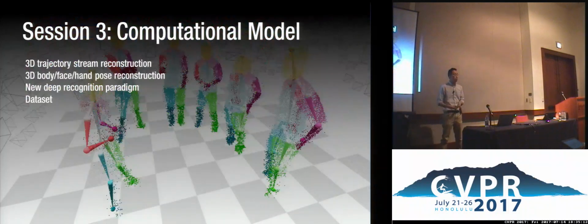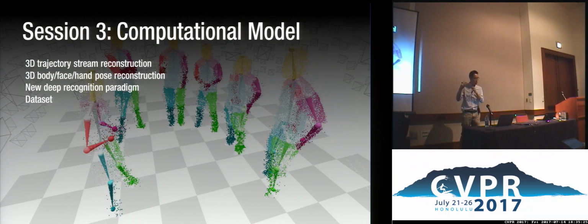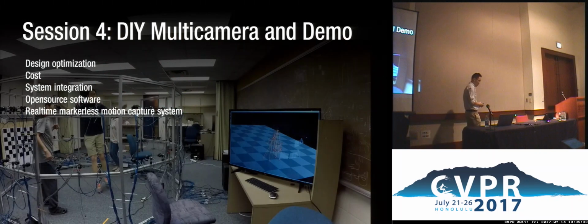In the third session, we'll dive into the computational model: how to use multiple cameras to reconstruct the unprecedented density of trajectories of body, face, and hands. We will also introduce a new deep learning paradigm that can exploit the multi-view camera system. In the fourth session, we'll try to address some very interesting practical questions. For instance, how much does it cost? How long does it take? And how many people?